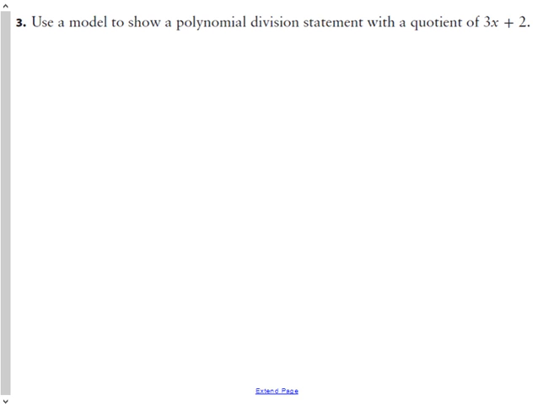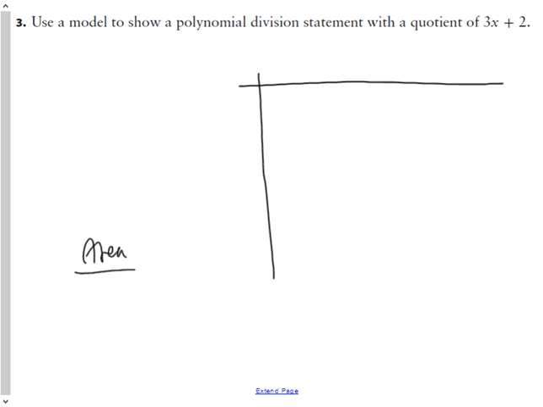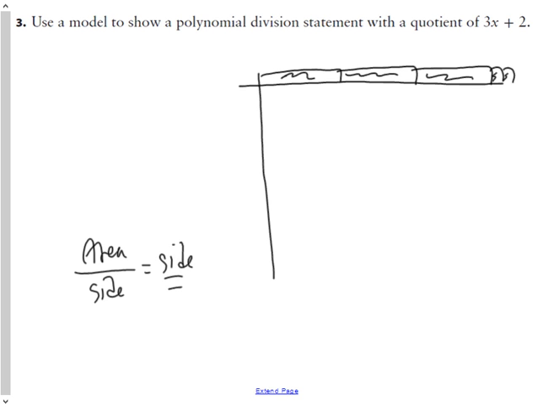Question 3 says, use a model to show a polynomial division statement with a quotient of 3x plus 2. So 3x plus 2 as a quotient is your answer. Remember, the area of a rectangle divided by its side will always equal the other side that you don't know, the second side. So the quotient means the answer. So I'm really looking for this. So the answer, I'm going to put 3x plus 2 here. So 1x, 2x, 3x, plus 1, plus 2.